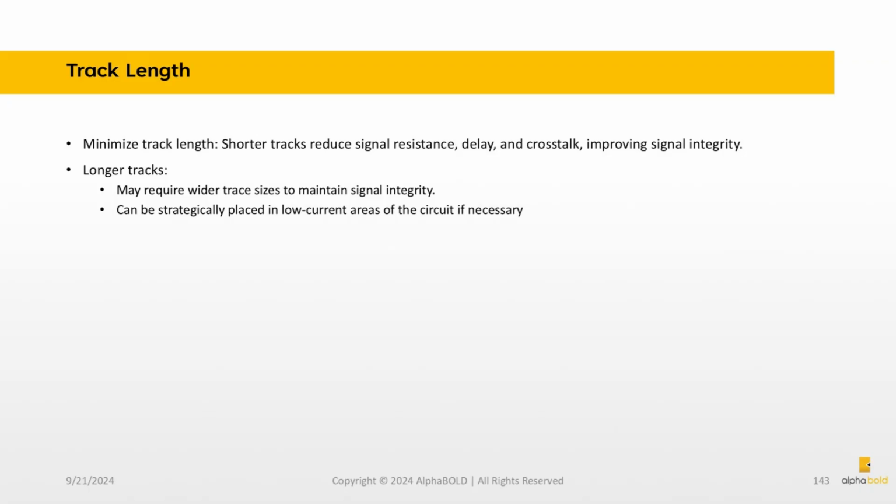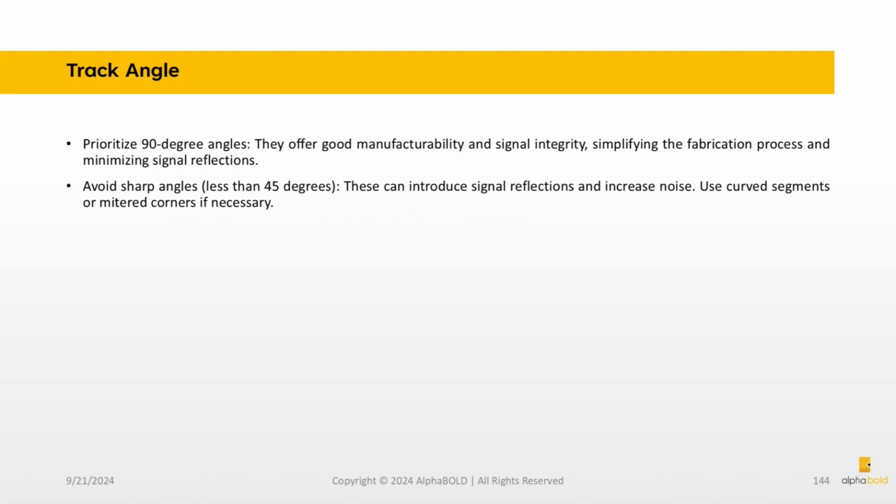Longer tracks may require wider trace sizes to maintain signal integrity. Can be strategically placed in low-current areas of the circuit if necessary. Prioritize 90-degree angles. They offer good manufacturability and signal integrity, simplifying the fabrication process and minimizing signal reflections.